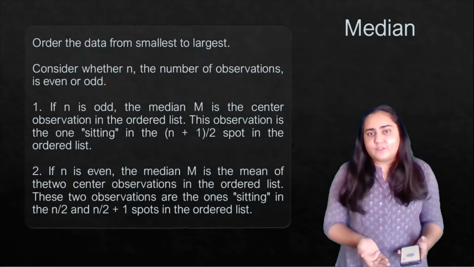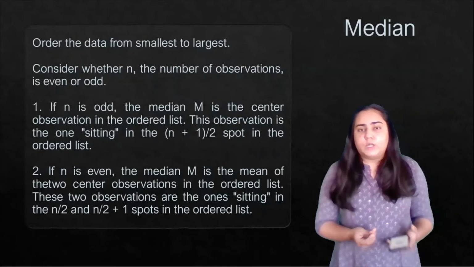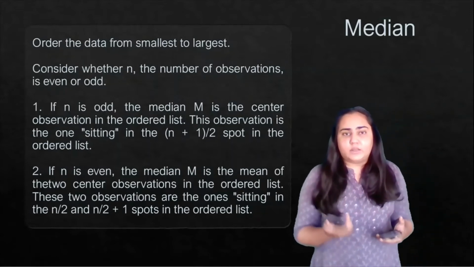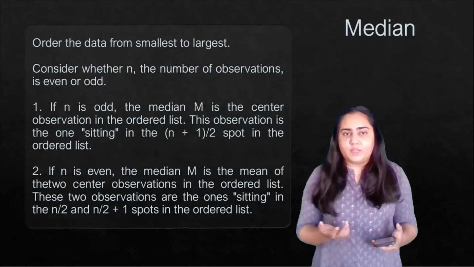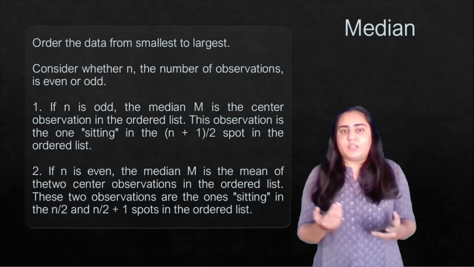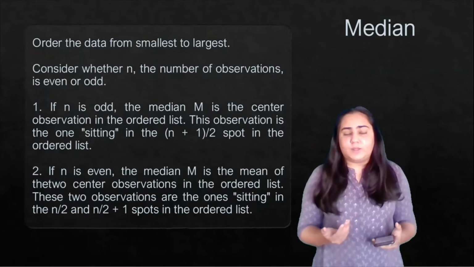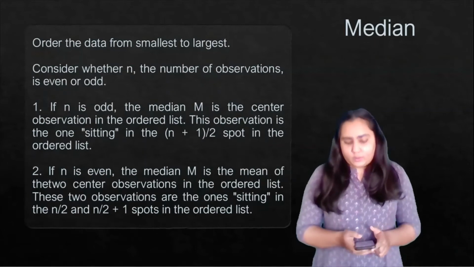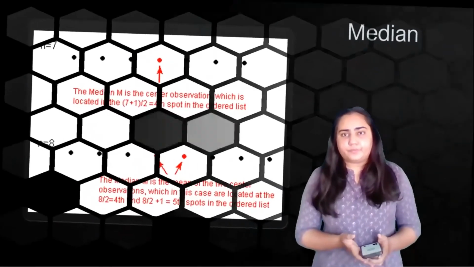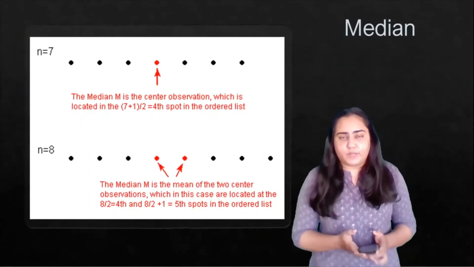But if n is even, then the median is calculated as something between the (n by 2)th observation and the (n by 2 plus 1)th observation in the ordered list. So you will take an average of the two. Now this is how you can find a median.